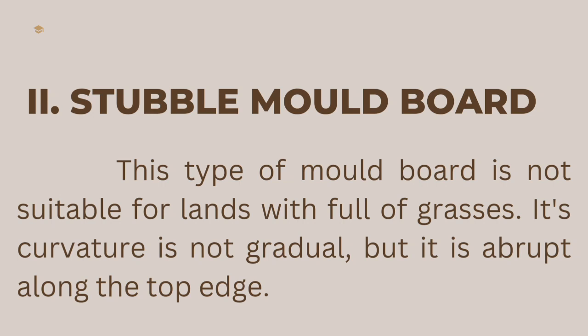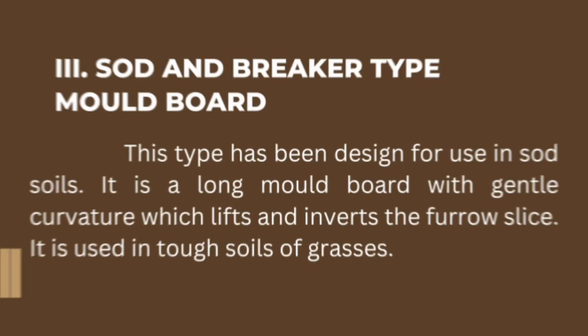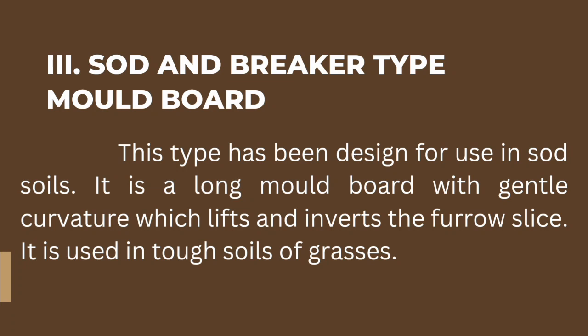Stubble moldboard. This type of moldboard is not suitable for lands full of grasses. Its curvature is not gradual, but abrupt along the top edge. Sod and breaker type moldboard. This type has been designed for use in sod soils. It is a long moldboard with gentle curvature which lifts and inverts the furrow slice. It is used in top soils of grasses.